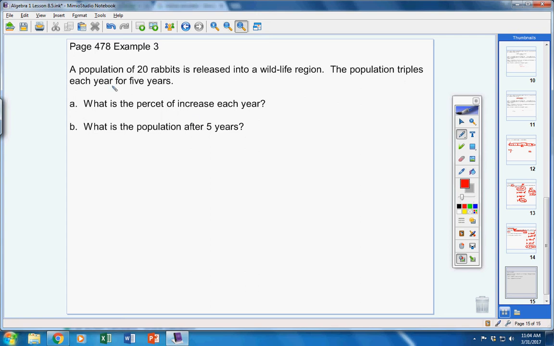Here we go. The population of 20 rabbits is released into a wildlife region. The population triples each year for 5 years. What is the percent of increase each year? Now, please be careful. You're going to think that it's 300% if it's tripling, and that's not correct. I would like to show you why. Just watch this example, please, okay?